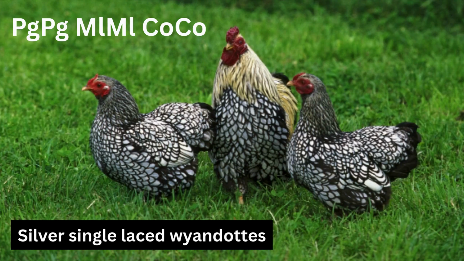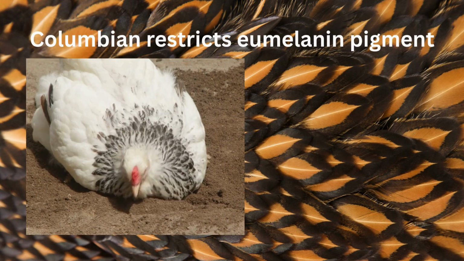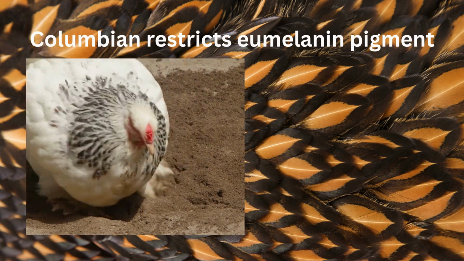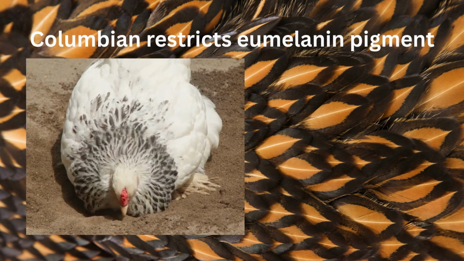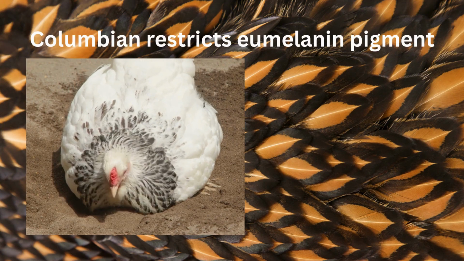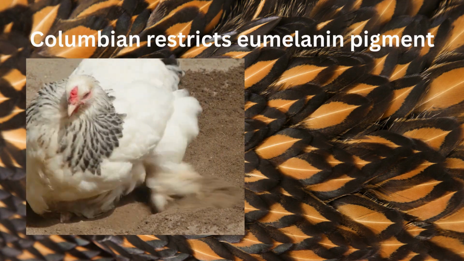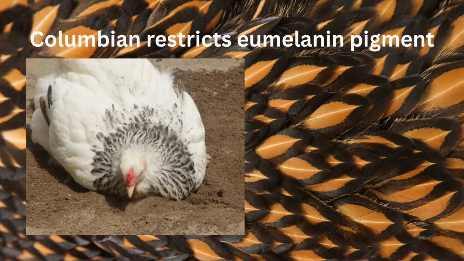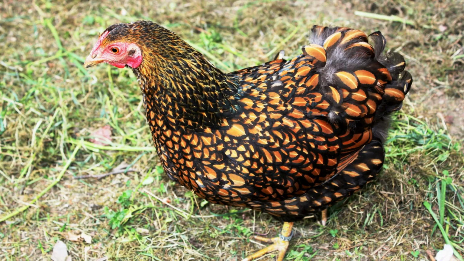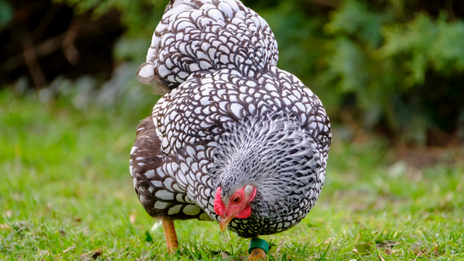Single lacing involves both the pattern and melanotic genotypes, but also the Columbian restrictor genotype that we've met in a previous video. You might remember that in the absence of feather patterning, Columbian restricts eumelanin pigment to the points of the bird, which is to say the hackle feathers, the wingtips and the tail. In the presence of patterning, Columbian restricts eumelanin to the feather edges, removing the concentric lines from the middle of each feather and producing single lacing.